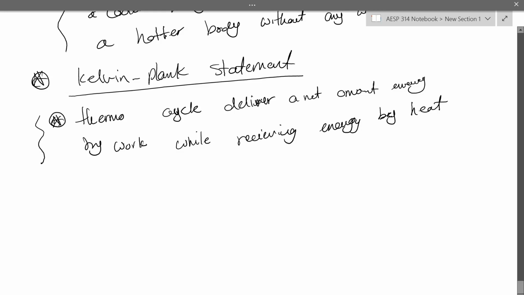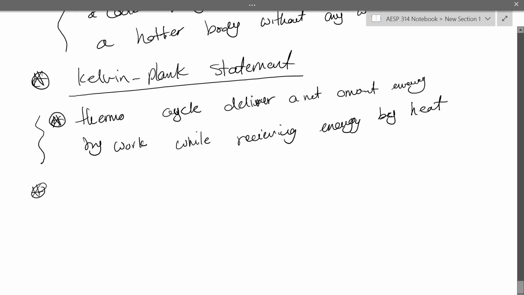Or by heat transfer from just a single reservoir. In other words, there is no way you can have a train. This train example is actually very famous. I don't know if you have ever heard about it, but there is no way that we can have a train that runs by making the environment around it colder. So by removing heat from the surrounding environment, right? This train example, that can't happen, right?